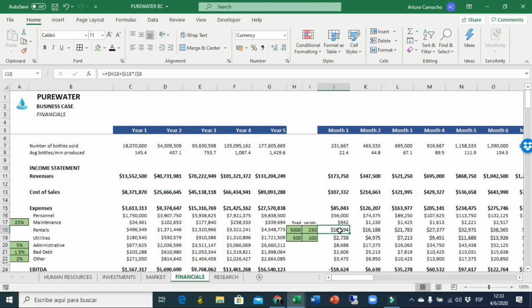So if I have a small factory, it will be my $5,000 plus $250 per each of the average bottles produced. So it's a $10,000 rental, which seems fair, and it starts to grow per month because the factory is being resized and getting bigger and bigger.